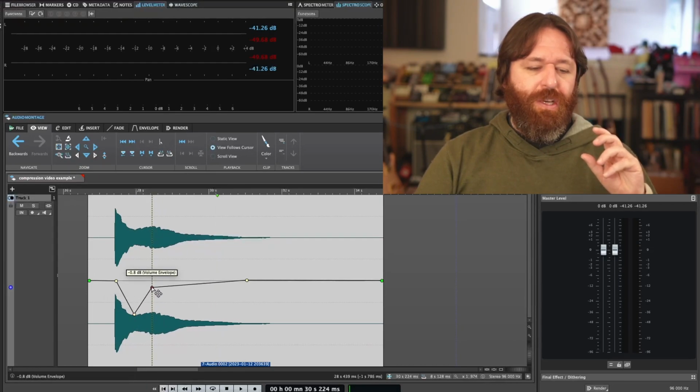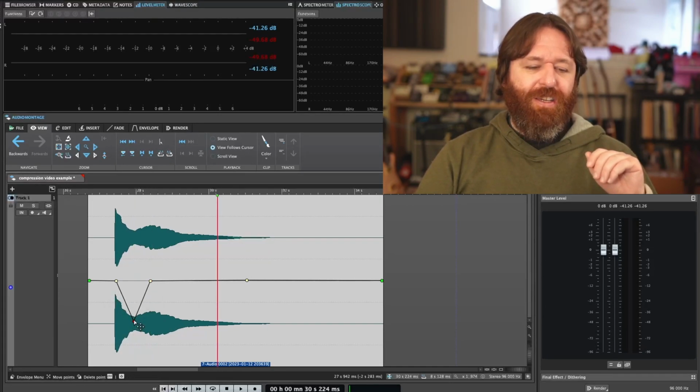A fast release could do something like this, where you're just kind of a fast attack. So this would be a fast attack, a fast release. So I'm kind of pinching the waveform, as you can see.